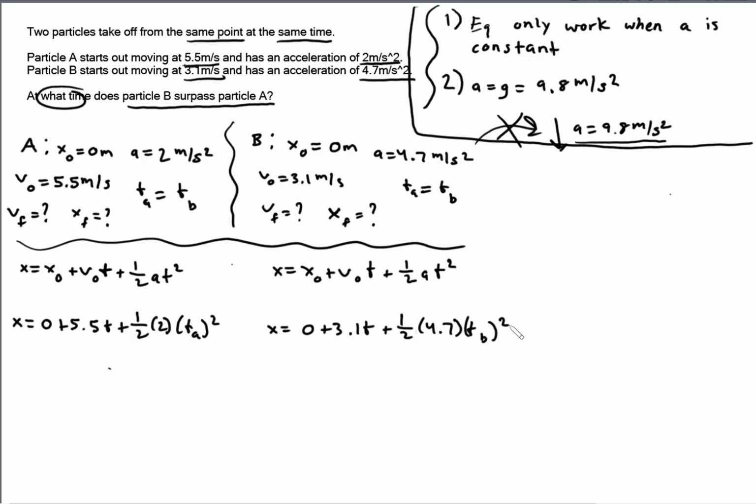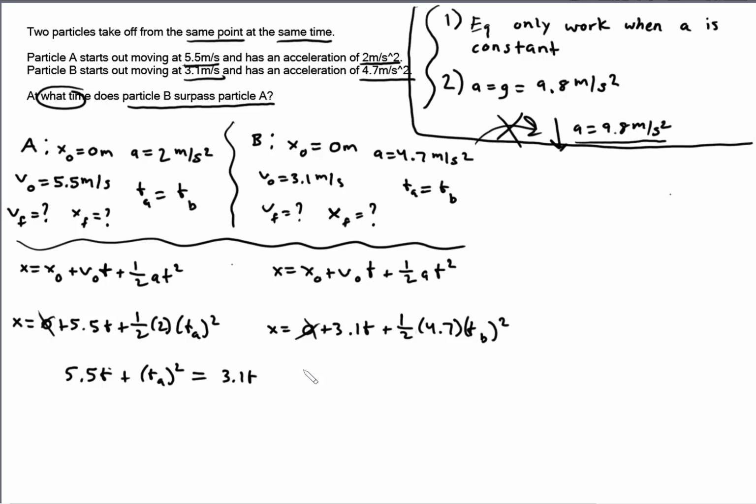Now notice that you have two equations that equal the exact same thing. Well, if you recall your algebra or basic math skills, what can you do in a situation like this? This is equal to x, and so is this. So you can actually set the two equations equal to each other. We'll just take out the zeros since that doesn't do anything, and we get 5.5t plus, well, 1/2 of 2 is just 1, so we'll just have t of a squared is going to be equal to 3.1t.